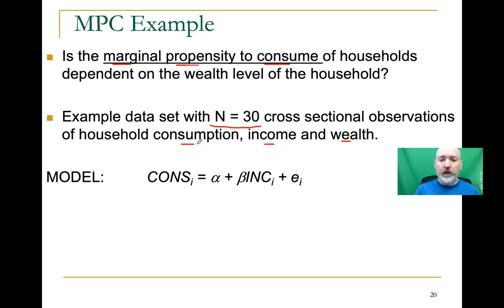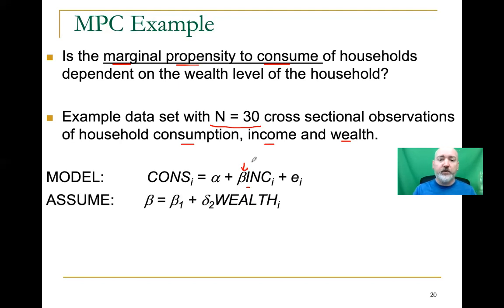What would this model look like? Well, it starts off looking like Econ 101, consumption function, consumption as a function of income. But that beta term here isn't assumed a constant fixed value. It's assumed to be a function of z, in this case, our wealth variable.